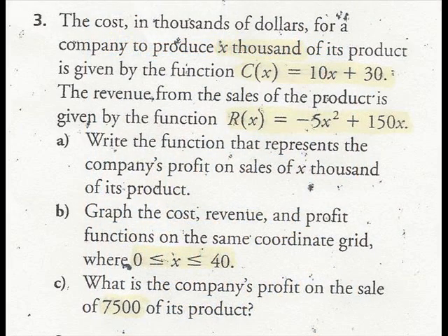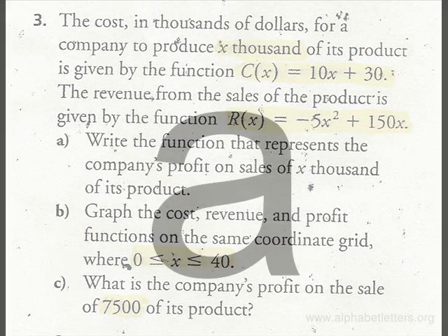Our question today asks, the cost in thousands of dollars for a company to produce x thousands of its product is given by the function C of x equals 10x plus 30. The revenue from the sales of the product is given by the function R of x equals negative 5x squared plus 150x. Notice that C of x and R of x are highlighted, as these are your two main functions.